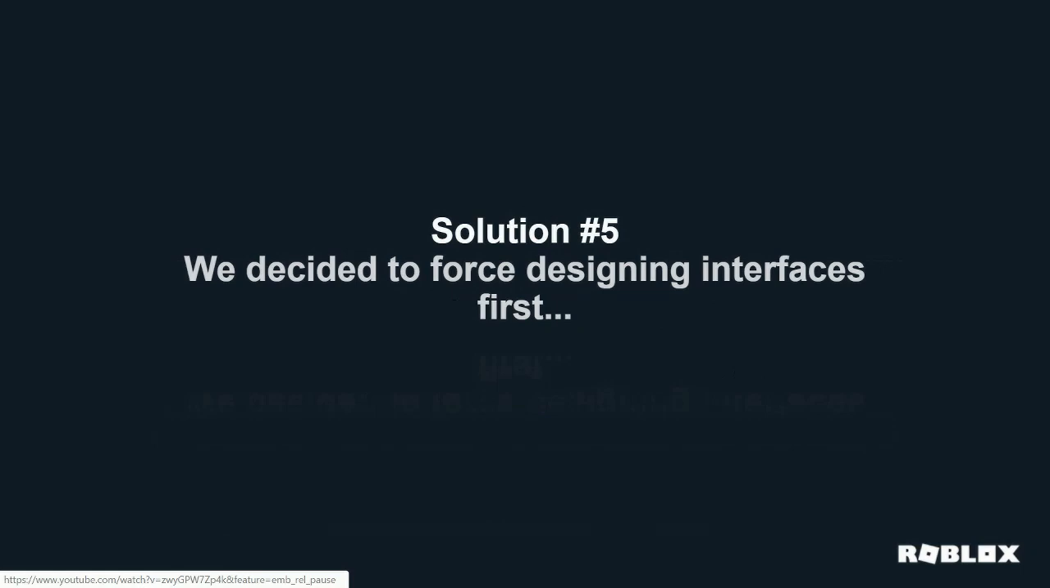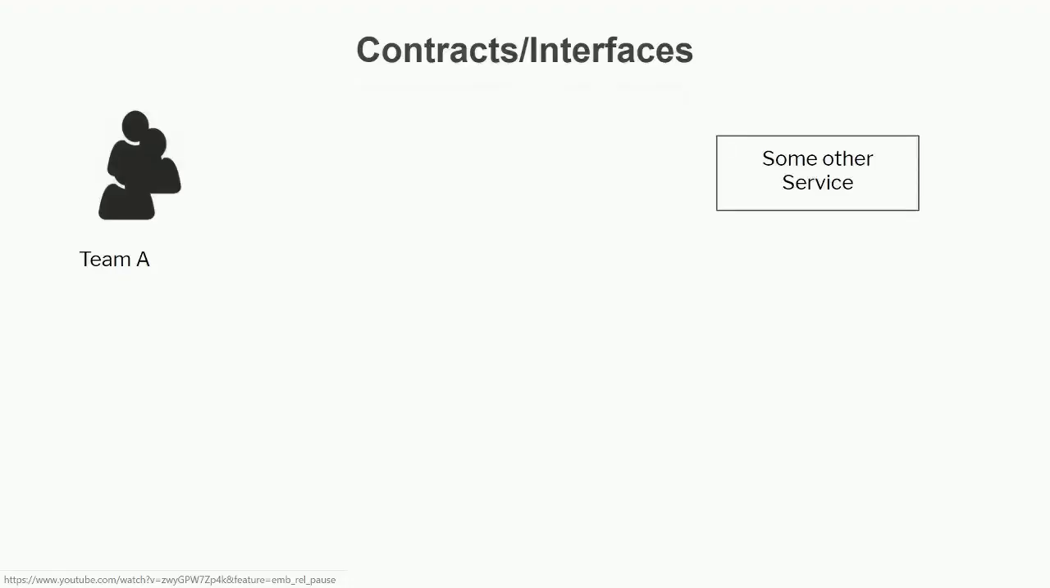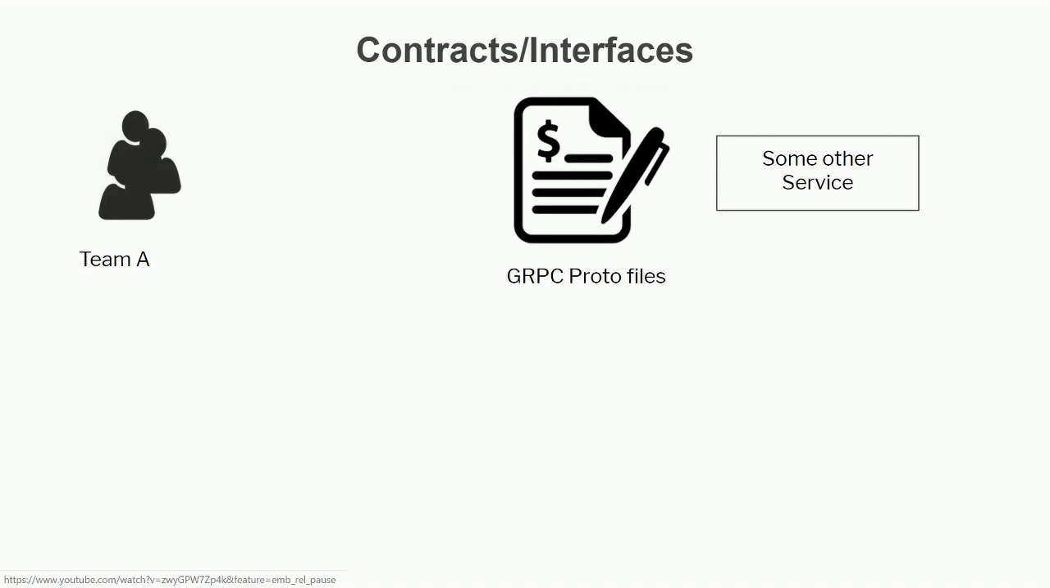Solution number 5 is we decided to force designing interfaces first. This is a very important thing for us and a very big difference to how we used to do things before. Which means, let's say you have a team A that wants to use some other service that's not owned by this team. They need to start with a contract, and a typical contract, familiar to everyone, hopefully, is gRPC protofiles or maybe Swagger. That thing uses a generator and gives you the client. And not just gives you the client, it gives you a client that's reliable at scale, has circuit breakers, protections, and all that stuff needed.